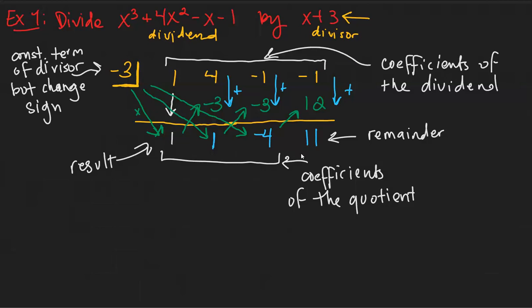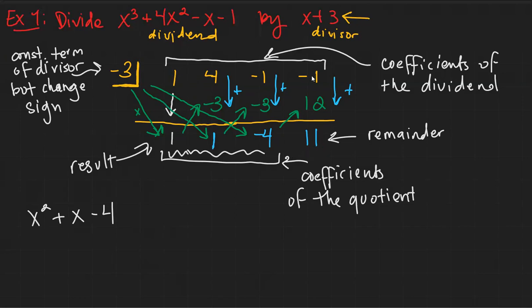Okay, when you get a 0 there, that means that x plus 3 went into that evenly, but here it's not 0, so it doesn't go in evenly. And one important thing to note is, remember our quotient was x squared plus x minus 4. So notice that here, there are only 3 terms that apply, and the last term is the remainder.